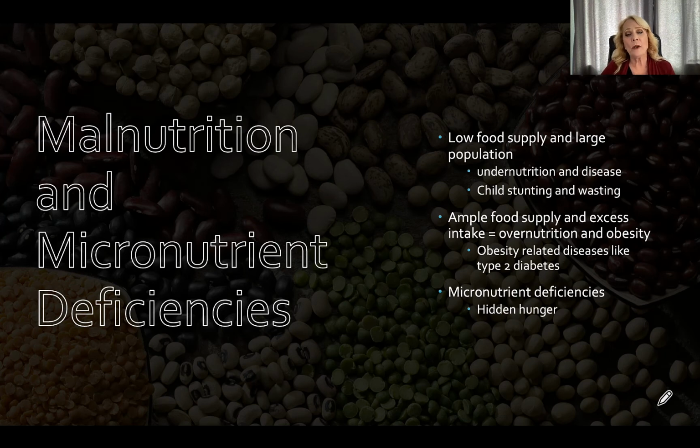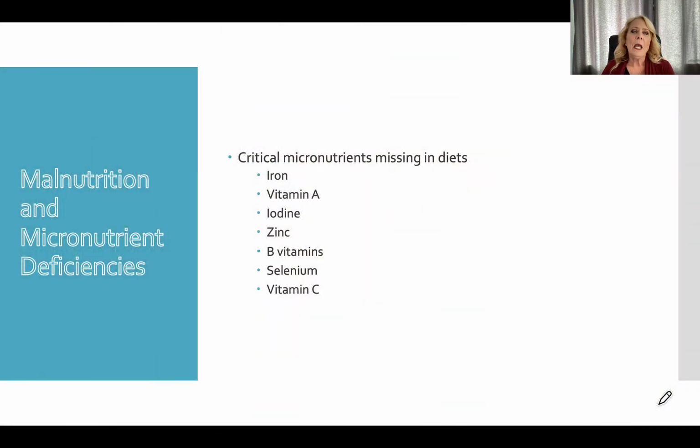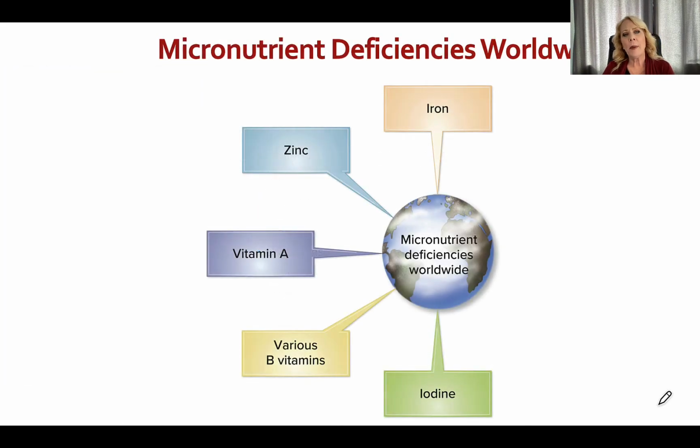And then, of course, malnutrition, as we talked about, could also be those micronutrient deficiencies or that hidden hunger. Critical micronutrients missing in a diet: iron, vitamin A, iodine, zinc, B vitamins, selenium, vitamin C. And we've talked about a lot of these and how they're used in the human body in this class, in other videos, so you'll know that these are very important. So we're just going to touch on a few of the diseases that have to do with these micronutrient deficiencies that people experience worldwide. And unfortunately, some of these are still experienced in the United States.